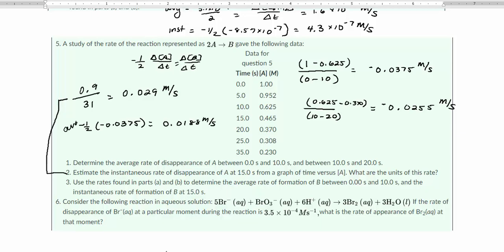That's my average, and for my instantaneous, I take my instantaneous rate, multiply it by a negative half, and I get 0.0145 molarity per second.